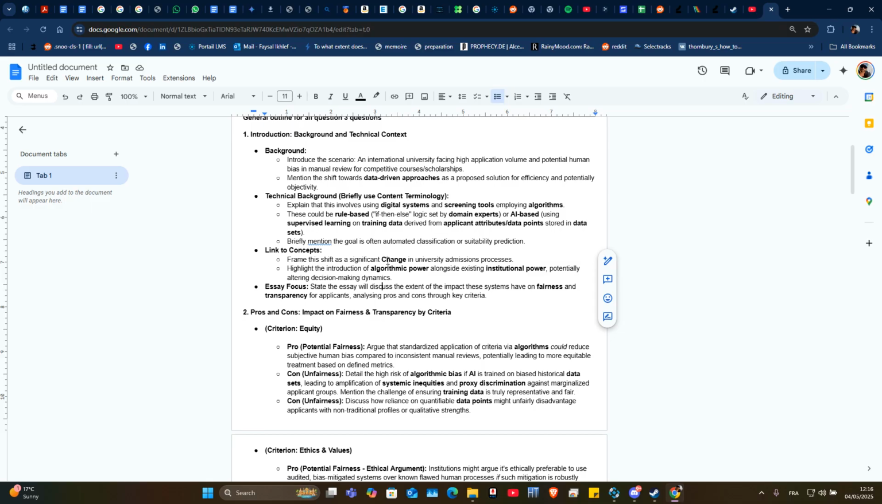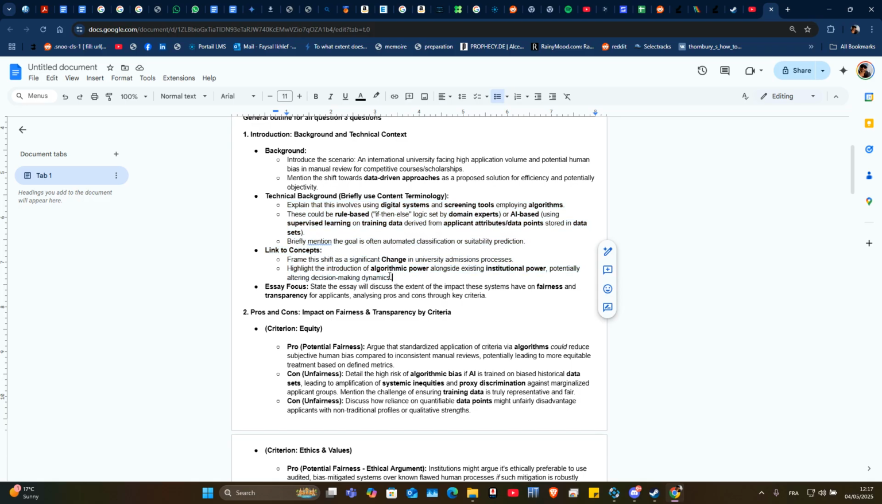So change, you can mention what kind of change it is. Don't just say it's change, of course. Say, is it transformational? Is it evolutionary? Is it radical? And then you can mention power. I don't think we did algorithmic power in the course book, but it is a thing. You can mention it. I'm sure examiners will still like it. And of course institutional power, because these universities are institutions and they hold power over us when we are in their buildings and their institutes, potentially altering decision-making dynamics. Good. So this should be enough.